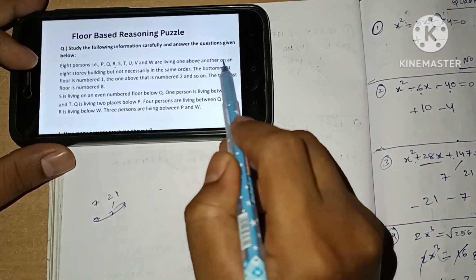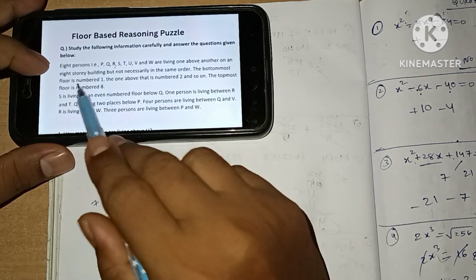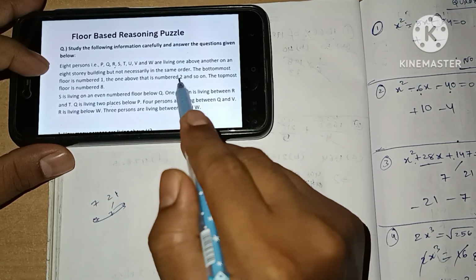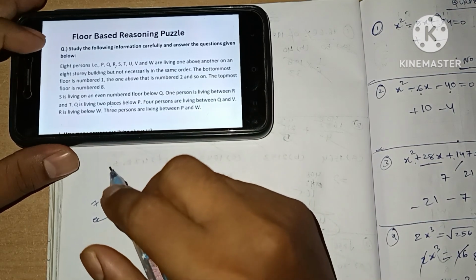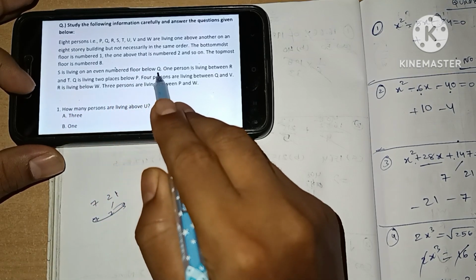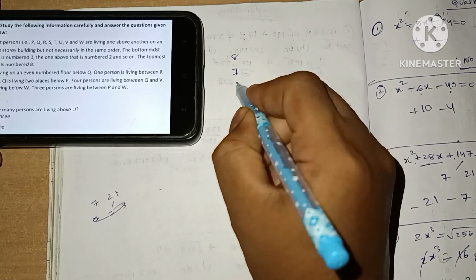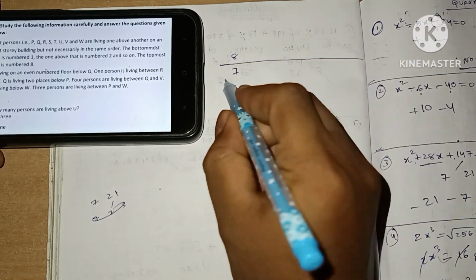8 persons are living one above another in an 8-story building, but not necessarily in the same order. The bottommost floor is numbered 1, above that is 2, and so on. The top floor is numbered 8. Next, given that S is living on an even numbered floor below Q, let's take 8, 7, 6, 5, 4, 3, 2, and 1.